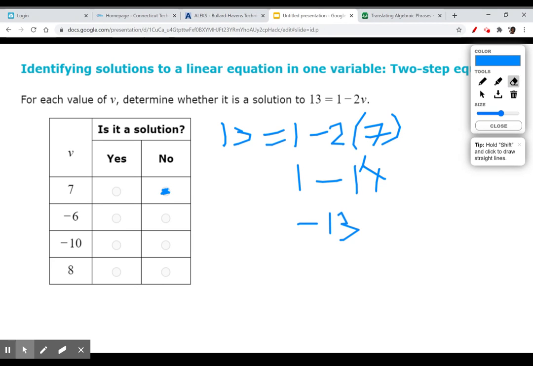I'm now going to replace 7 with negative 10 to see if that is a solution to this equation. Negative 2 times negative 10 is a positive 20. 1 plus 20 is 21, and therefore negative 10 is also not a solution to this equation. So what we're going to do now is pause here, and you are going to solve and check if negative 6 or positive 8 is a solution to the equation.